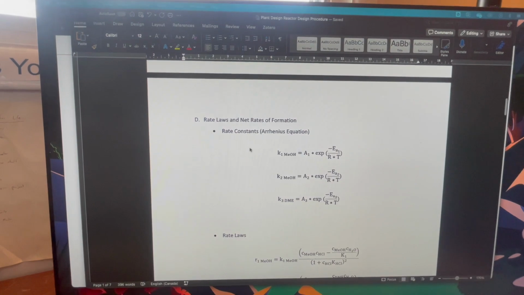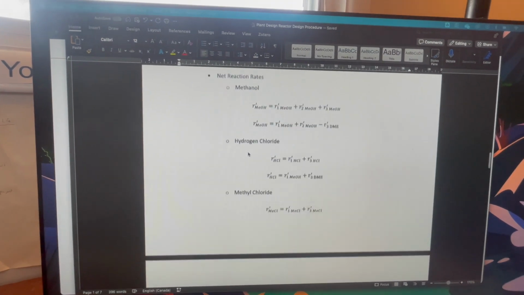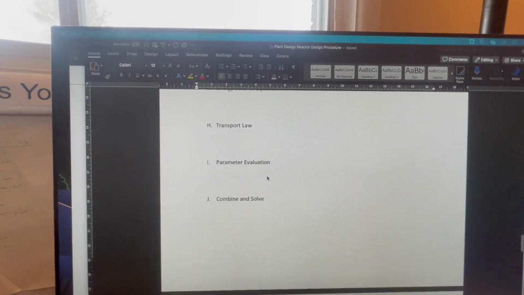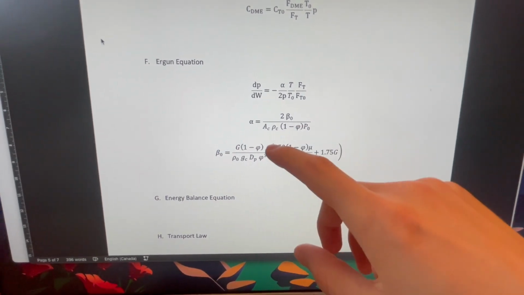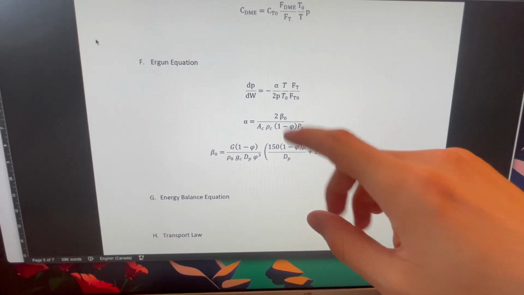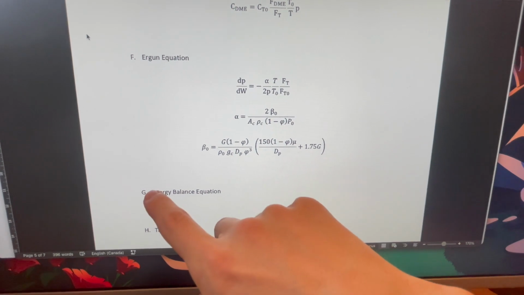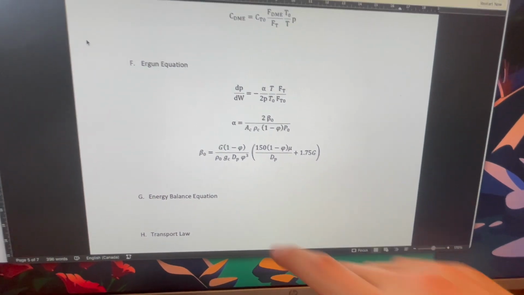So we have all of our equations and we've planned the whole thing out. I just have to figure out what all these terms are and make sure I have all of these values. And when that's done, I can move on to the energy balance equation.